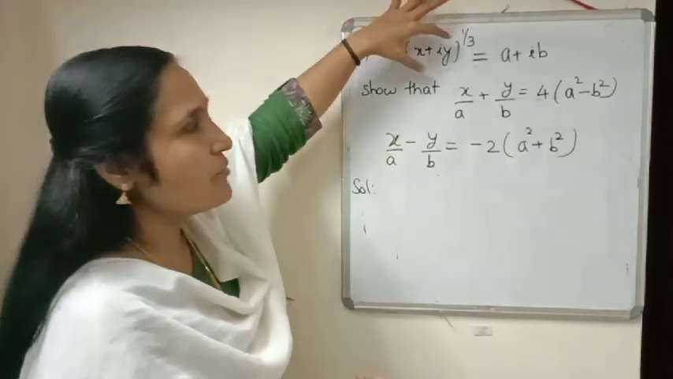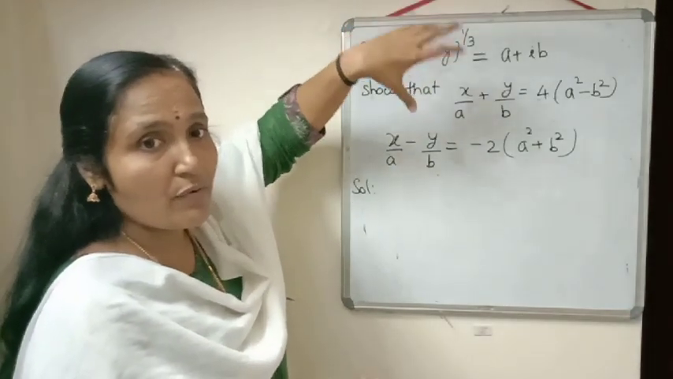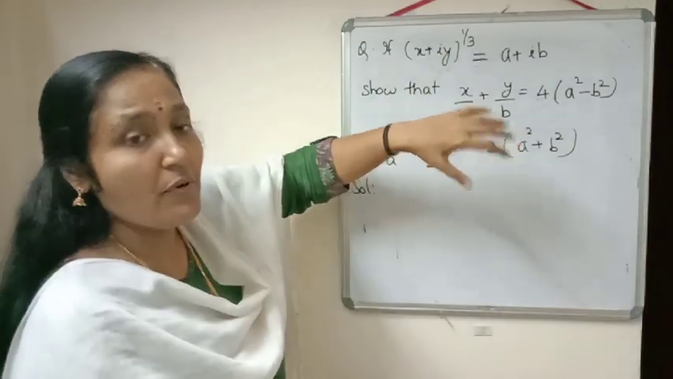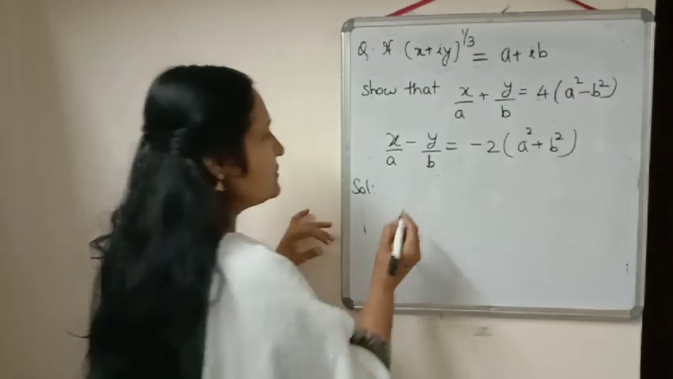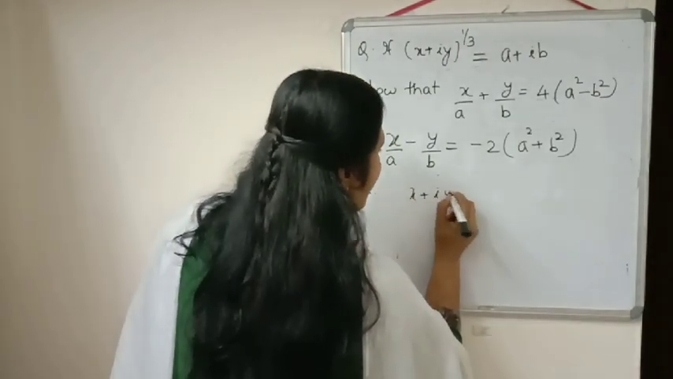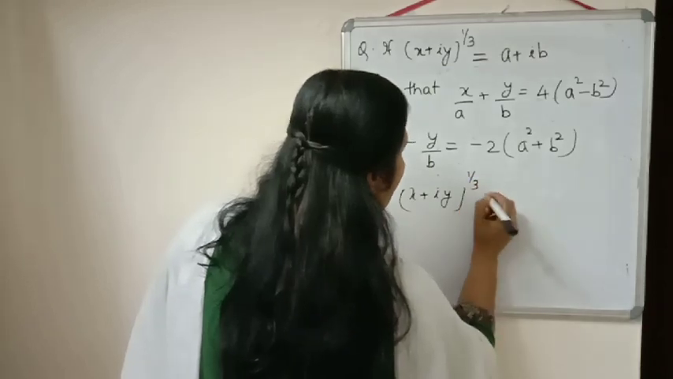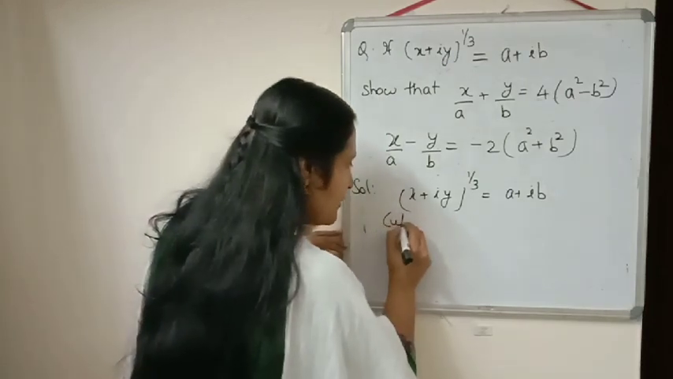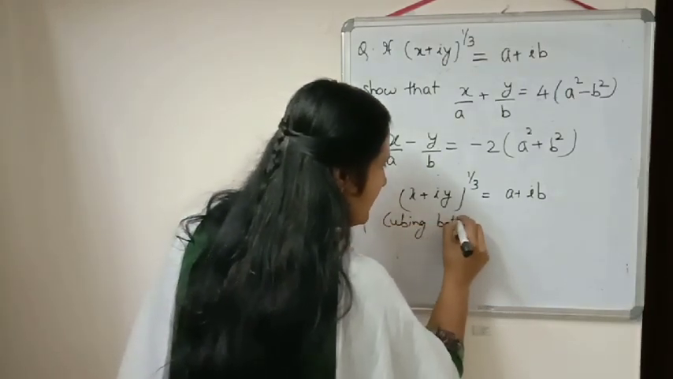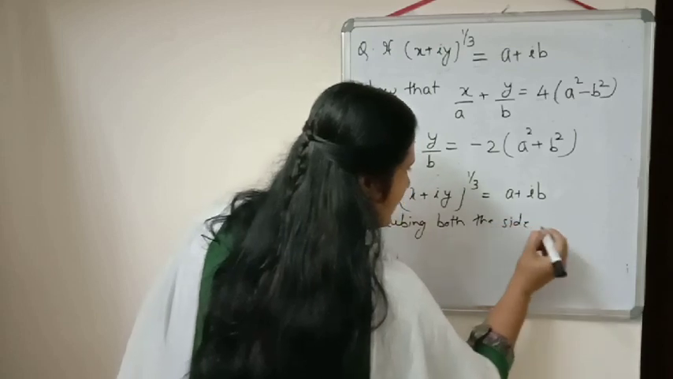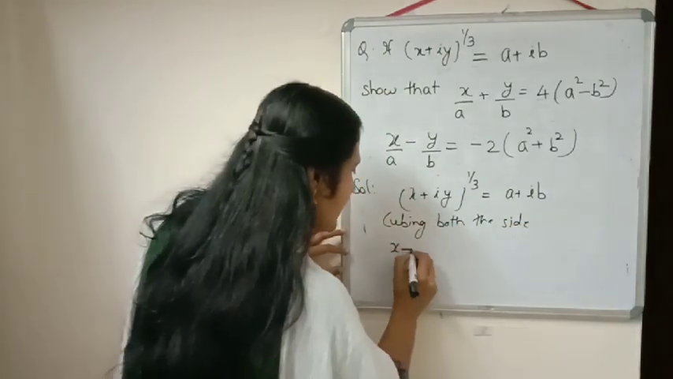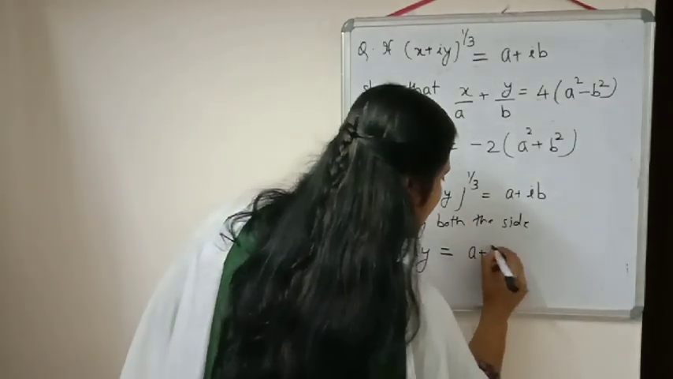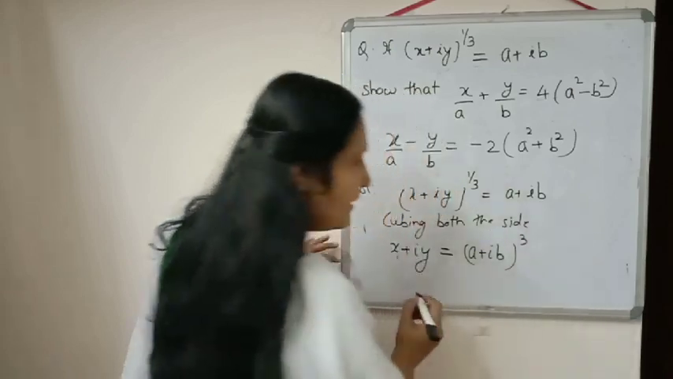So to avoid the cube root, what we will do? To avoid the square root, what we are doing? Squaring both the sides. So to avoid the cube root, what we will do? Yes, cubing both the sides. So just write down the question which is given. (x + iy)^(1/3) is equal to a + ib. Just write down here, cubing both the sides. Then here the cube root will get cancelled. Left hand side will come x + iy is equal to, right hand side will be (a + ib) the whole cube.